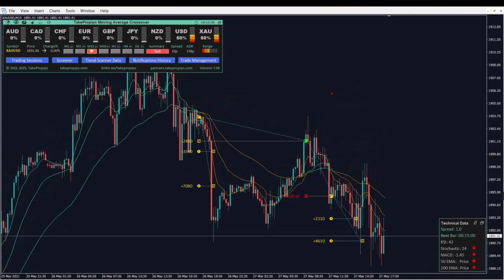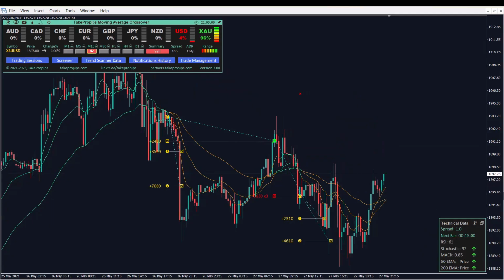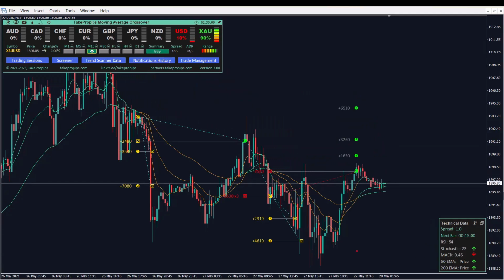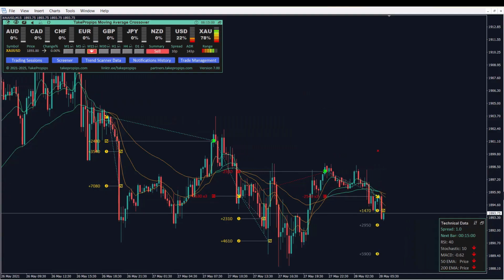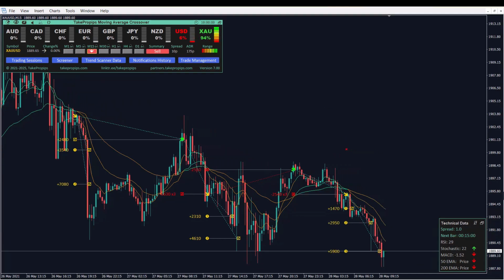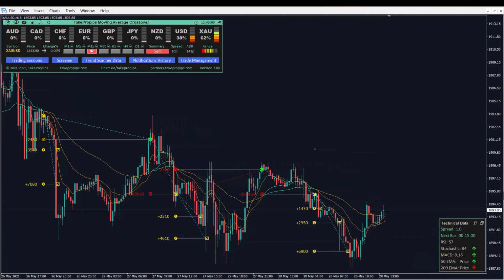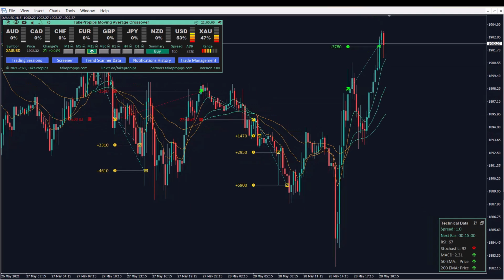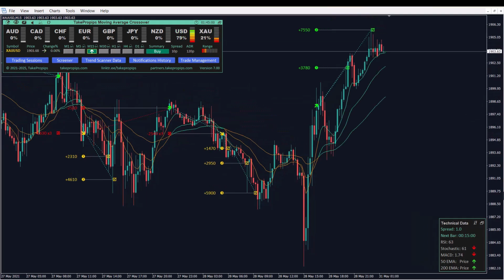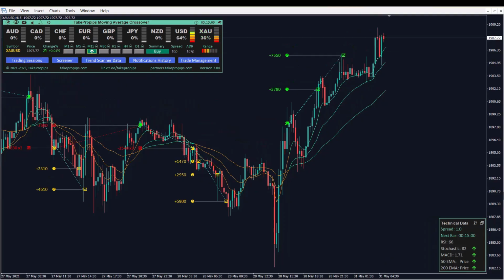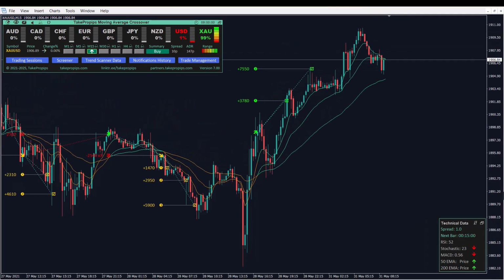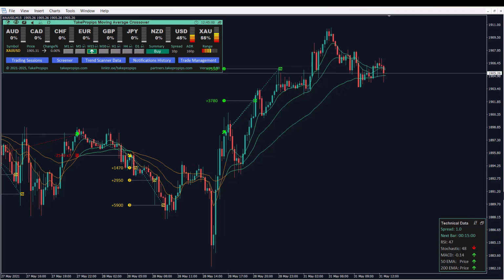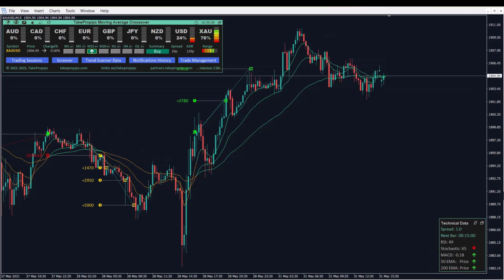Now, something a lot of traders overlook is momentum shifts. When the ultimate oscillator crosses above or below key levels like 50, it can signal a change in control between buyers and sellers. It's not flashy, but it's powerful, especially when it lines up with market structure. This is where things start to feel a lot smoother. Instead of guessing, you're reacting to what the market is actually showing you.